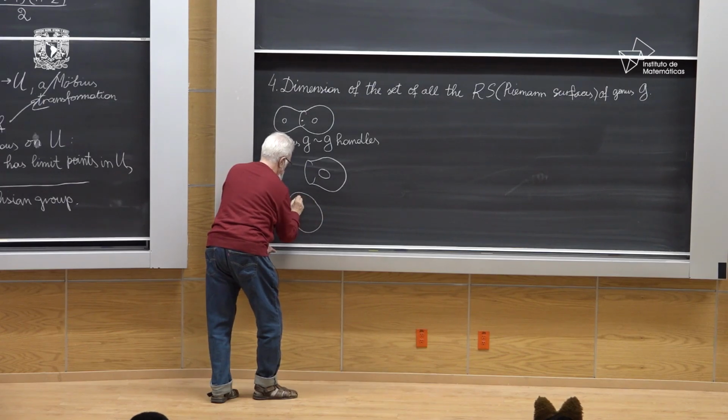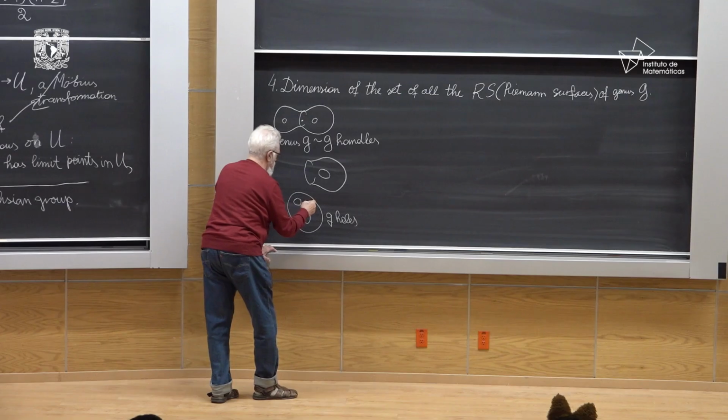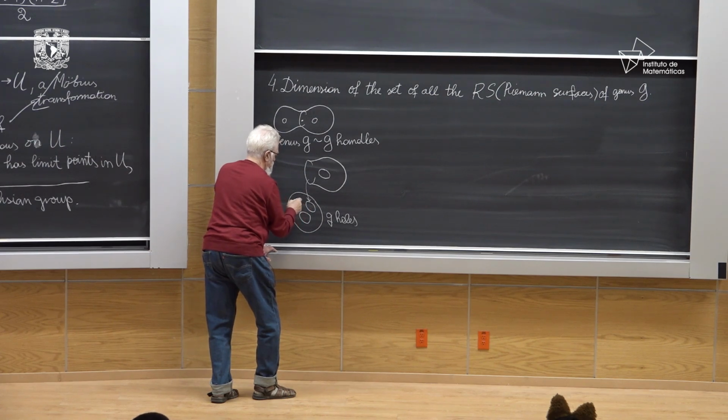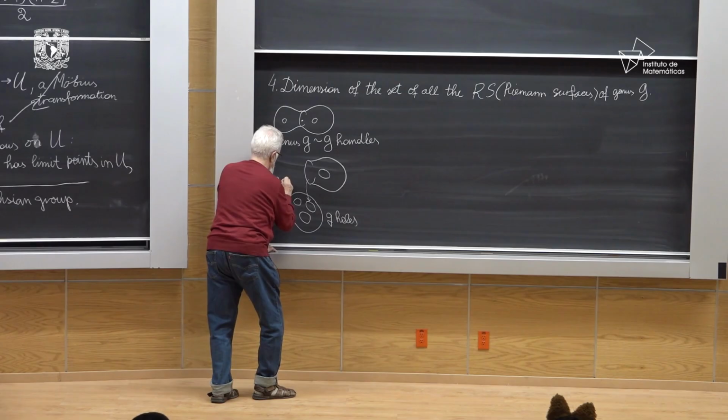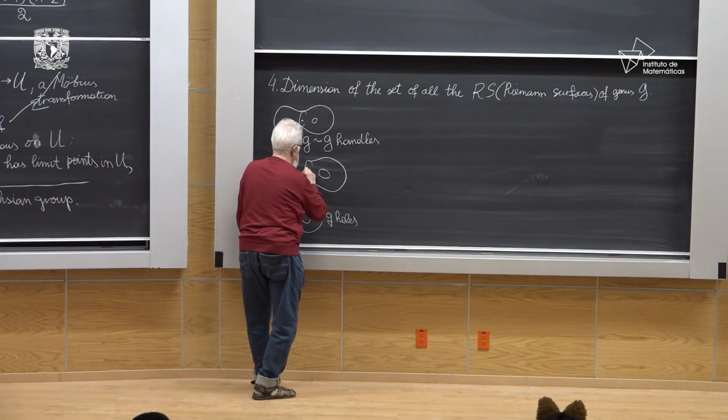This is the Riemann sphere. These are G holes. And we attach to every hole a handle, which is a torus with a hole. So G handles. And every handle has two generators of the fundamental group. The one like this, another like this.